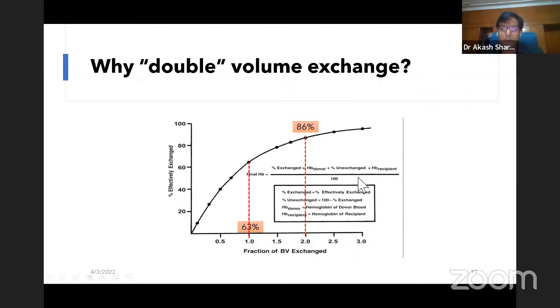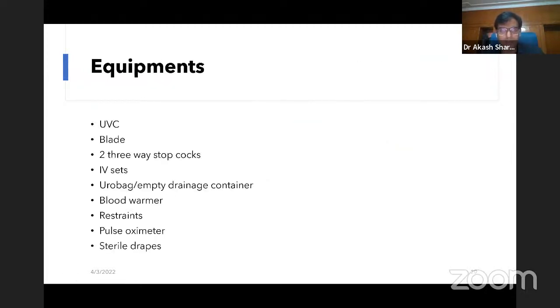So why not use triple volume? They say that you are gaining very little with triple volume exchange, and there is no utility of going to a triple volume exchange. You may rather cause much harm, because you are actually exposing the child to prolonged hemodynamic compromise. So that is why we use double volume exchange in hemolytic diseases.